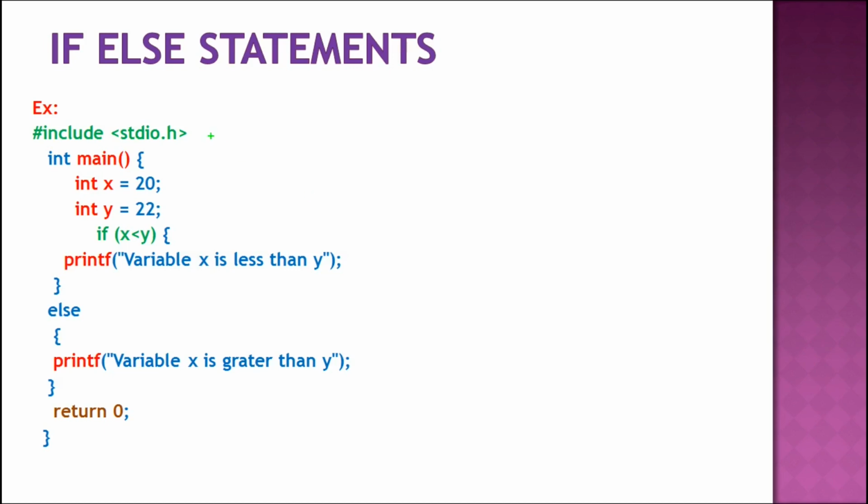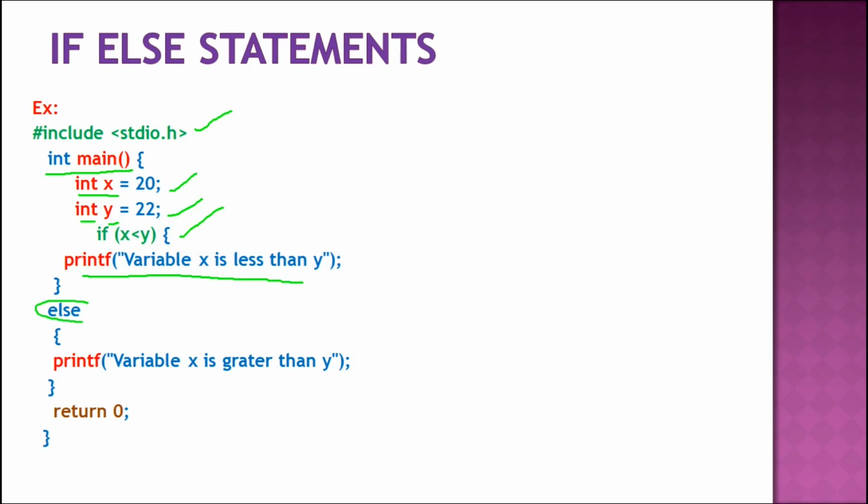See here, we have the first example. In this example we include the standard input output predefined library. After that, we have the main function, integer type, and integer x is assigned 20, and integer variable y is assigned 22. If the condition x is less than y, we ask to print x is less than y.